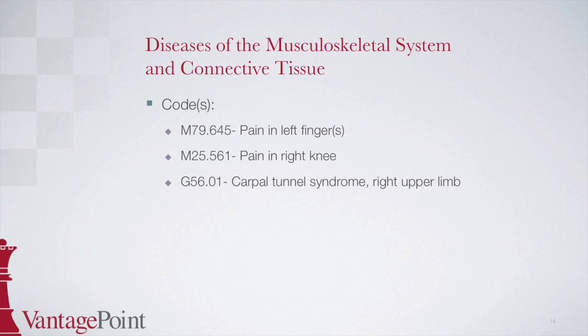The last code is G56.01, carpal tunnel syndrome, right upper limb. To locate this code, start at syndrome in the alphabetic index, then find carpal tunnel. This points to G56.0 with a checkbox next to it indicating more digits are required. When we go to the tabular, subcategory G56.0 is for carpal tunnel with codes for right, left, and unspecified. Therefore, the full code is G56.01 for carpal tunnel occurring on the right side.